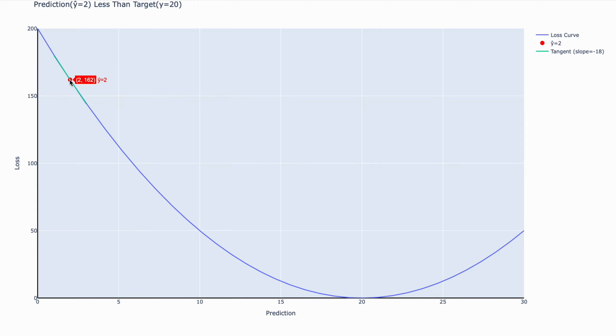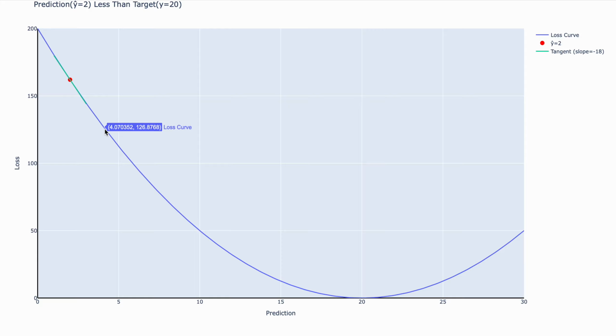Now, if I increase my prediction by 2, so I'm at 4, let's see what's the closest I can get to 4. The closest I can get to 4 is over here. As you can see, the loss is 126.8. And if you look at your calculator and you do 162, which is our original loss, and then subtract 2 times 18 from it, which is 36, you get 126. So the gradient is approximately right over here as well.